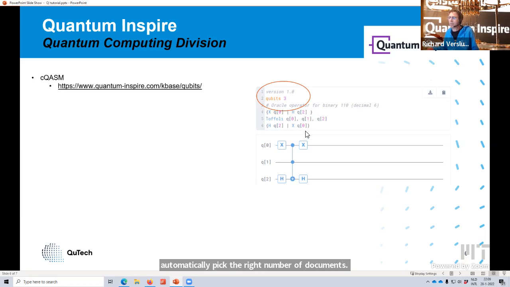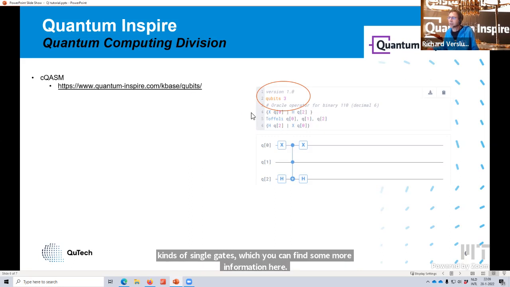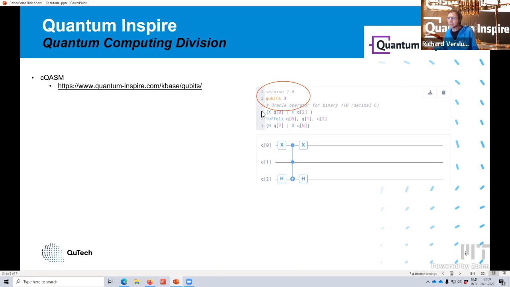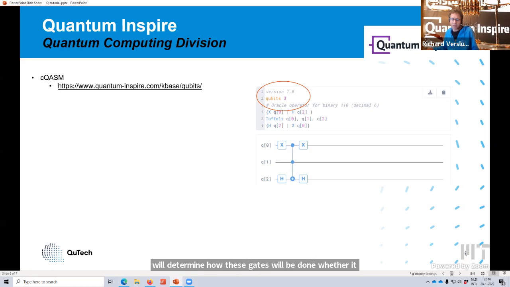And here you see a little example of a very small part of a program. You have these standard gates like X gate, Hadamard gate, and all kinds of single-qubit gates, which you can find more information about here. Multi-qubit gates and some different language syntaxes that you can use, like denoting a parallel operation. So in here, an X gate and Hadamard gate are done in parallel. But in practice, the compiler of the hardware backends will determine how these gates will be done, whether they will actually be done in parallel or sequentially. That depends on the functionality that's offered by the backends.